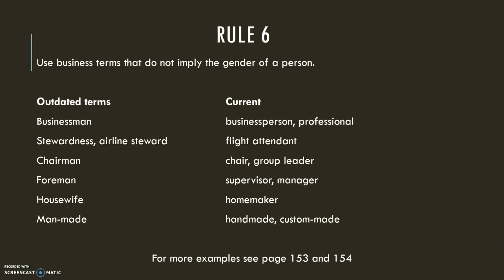Rule 6. Use business terms that do not imply the gender of a person. Instead of businessman, use business person or professional. Instead of stewardess or airline steward, you now call them flight attendants. Chairman could be the chair or the group leader. Foreman could be supervisor or manager. Housewife is now a homemaker.